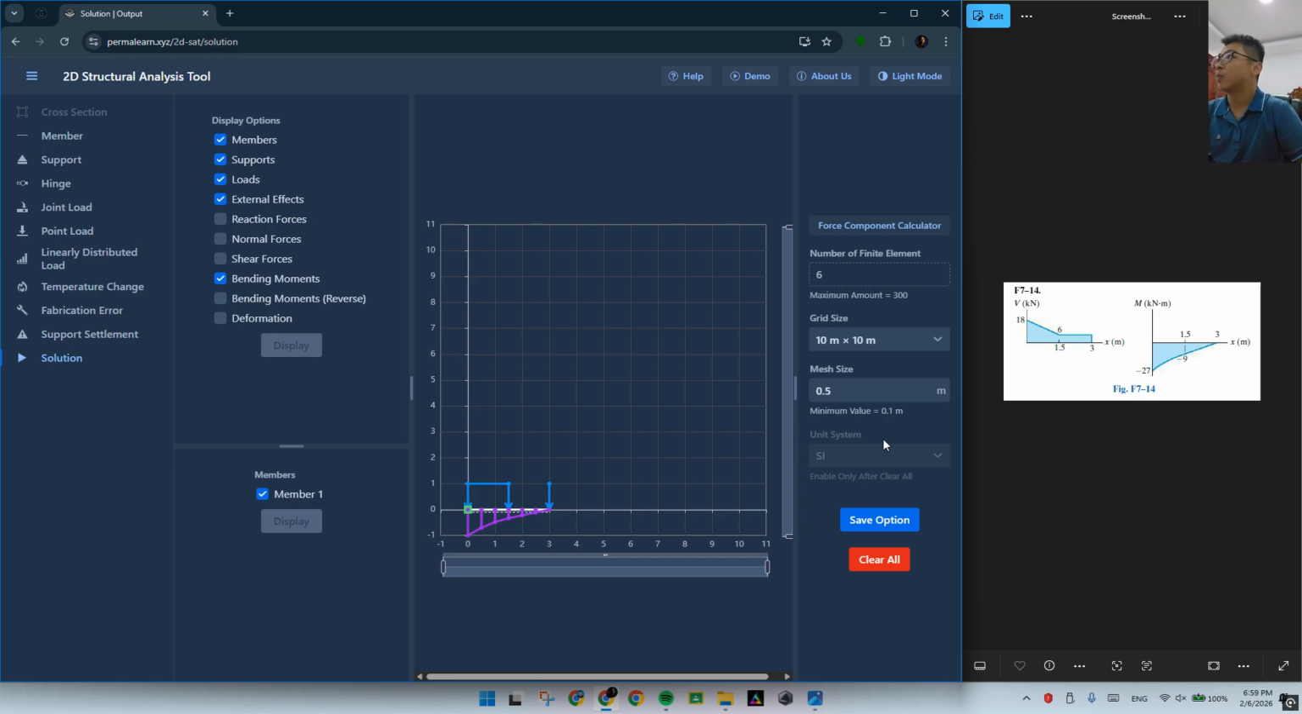So we can prove that this website is really useful for solving or calculating any problem in the internal force chapter. Not only the internal force chapter, it can also be used with other chapters.